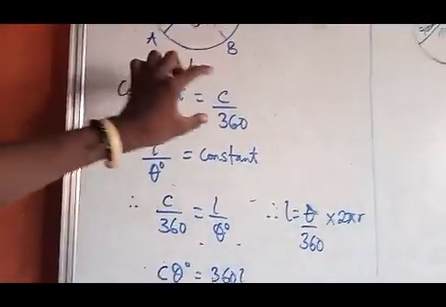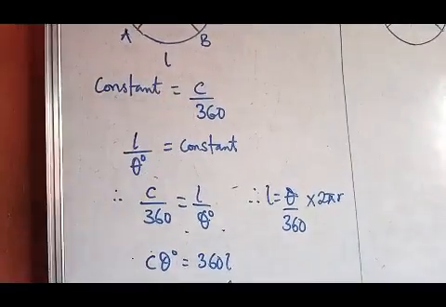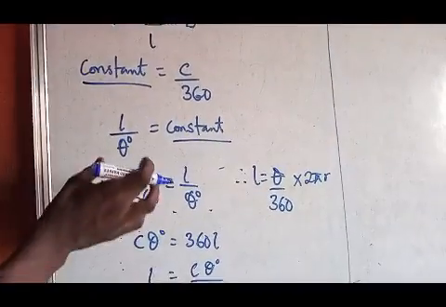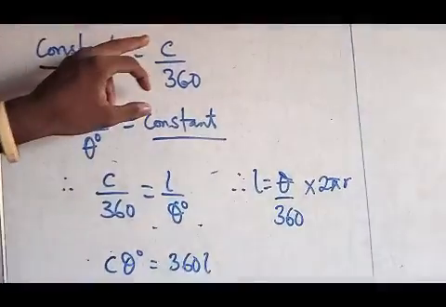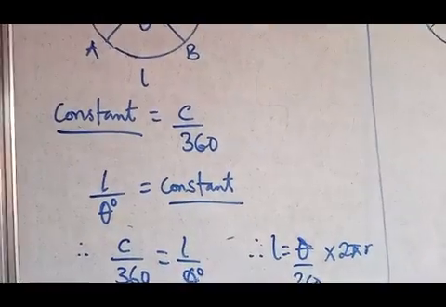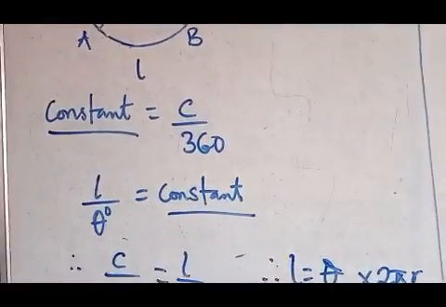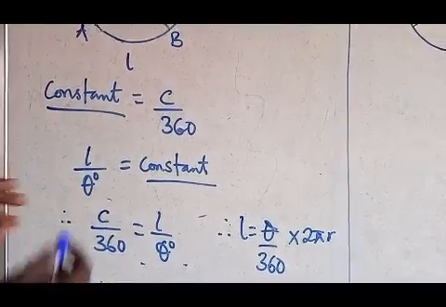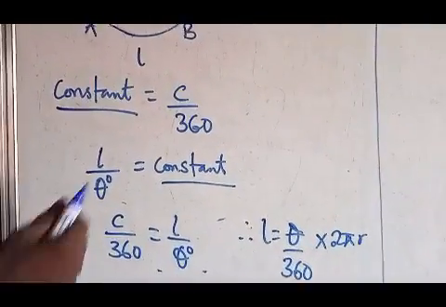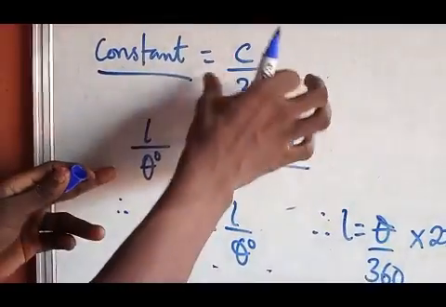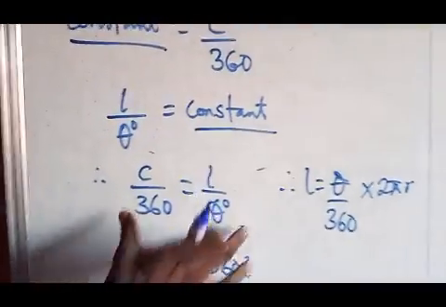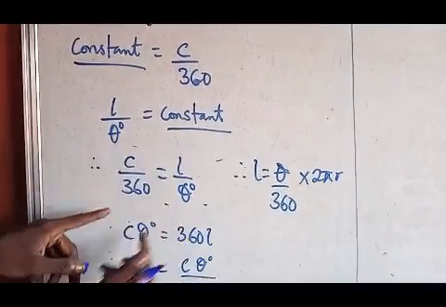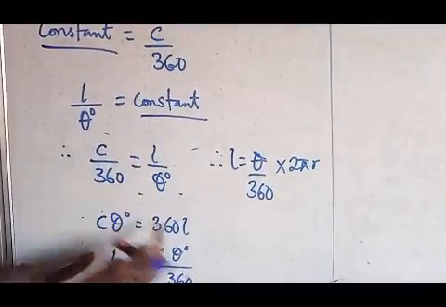So this is a constant, and this is also a constant. That means this one is equal to this particular one. Since they are both equal, I can say L over theta is equal to C over 360. Then cross multiply. If you cross multiply, you are going to have C theta and 360 L.